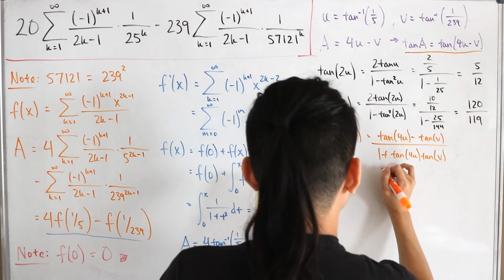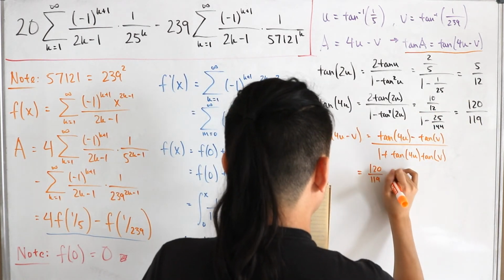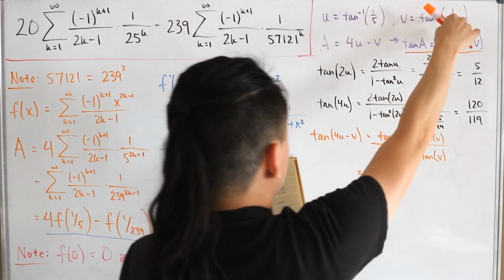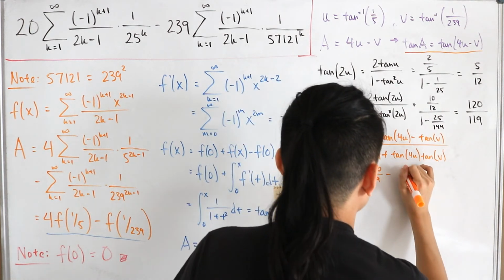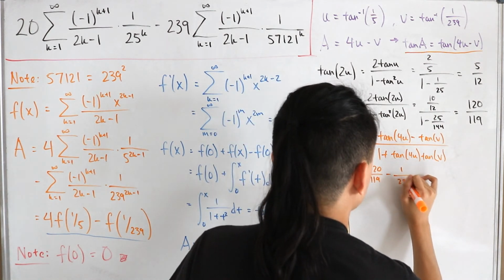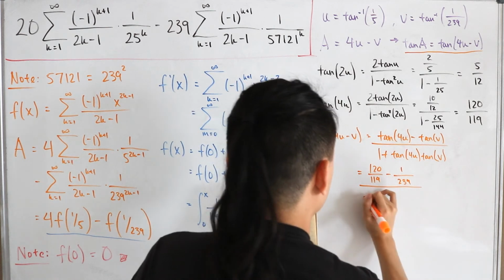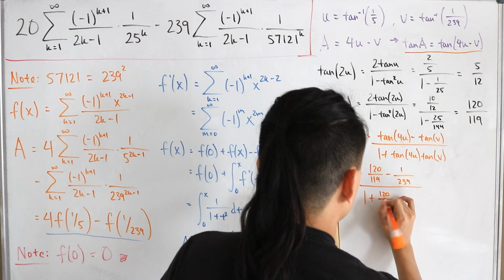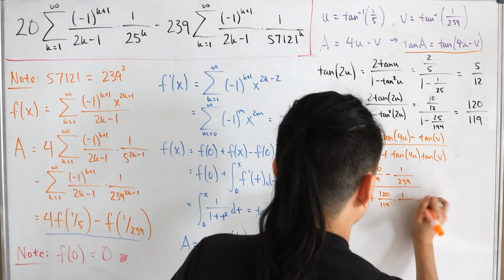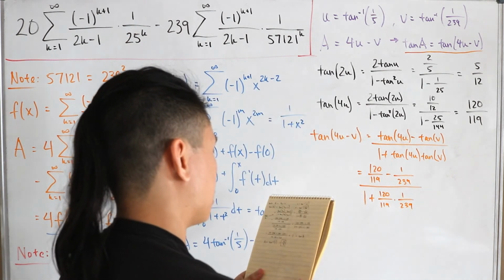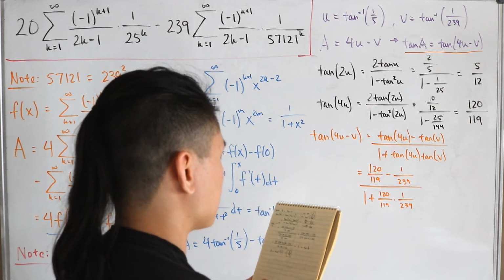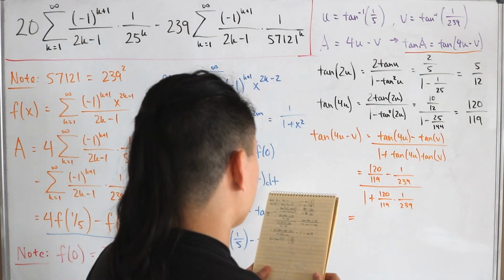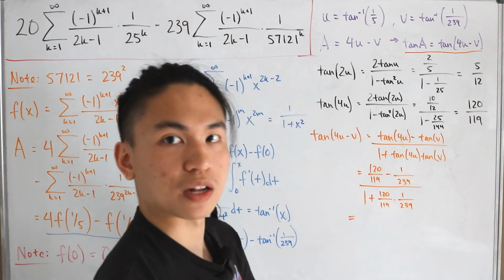We know that tangent of 4u, we said, is 120 divided by 119, then subtract tangent of v, which gets rid of the tangent and leaves the input. So that'll be 1 divided by 239, all this being divided by 1 plus 120 divided by 119 multiplied by 1 divided by 239. So this looks a little hefty to calculate, but let's jump into the simplification. I'll take things one step at a time and slow it down.